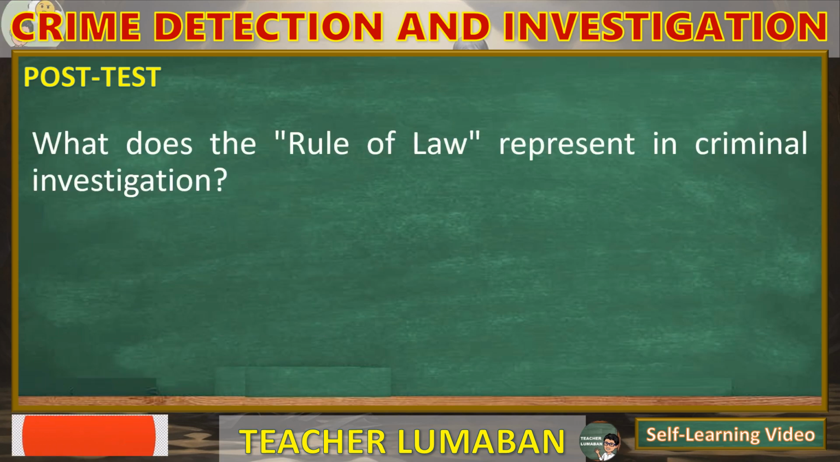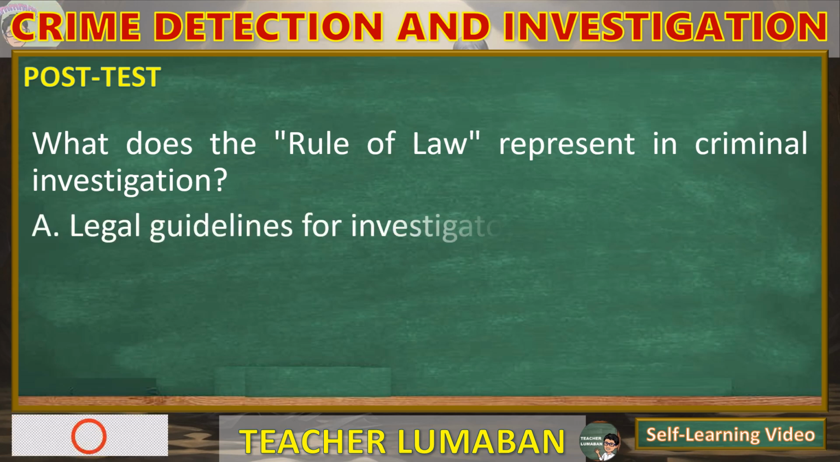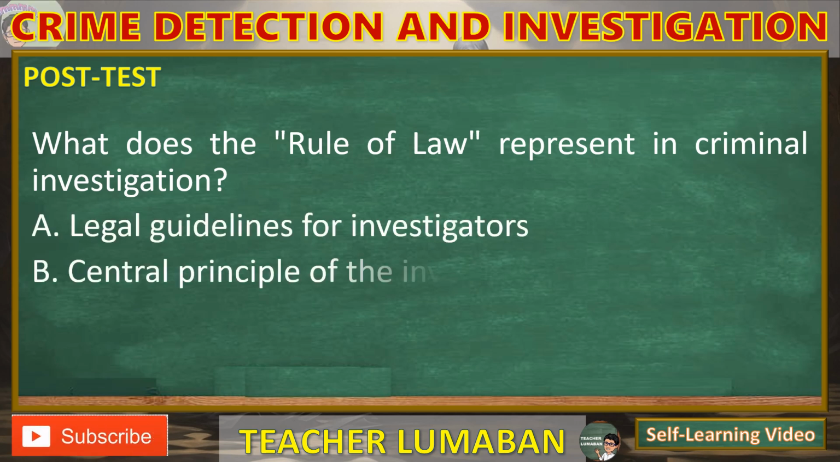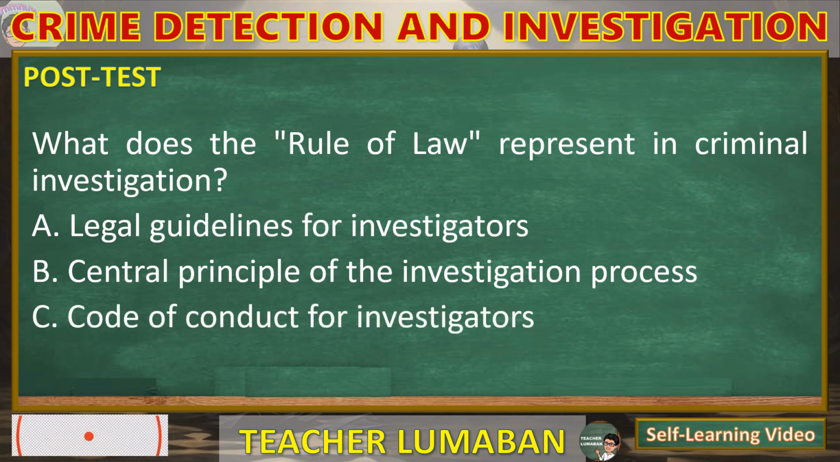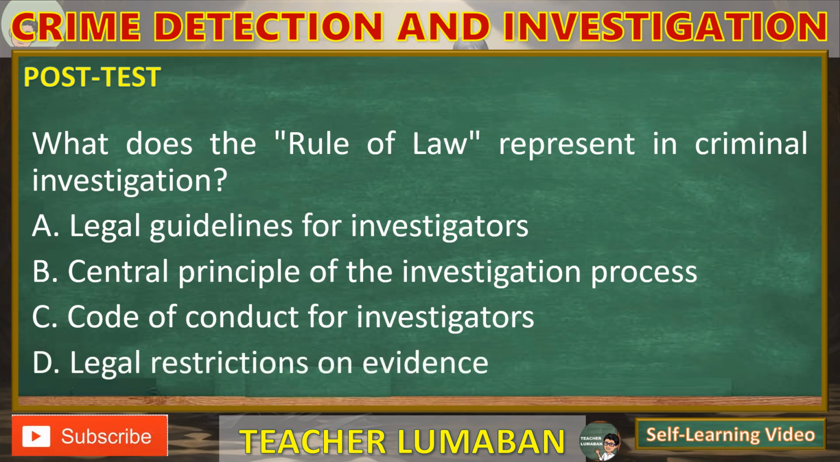What does the rule of law represent in criminal investigation? A. Legal guidelines for investigators. B. Central principle of the investigation process. C. Code of conduct for investigators. D. Legal restrictions on evidence.